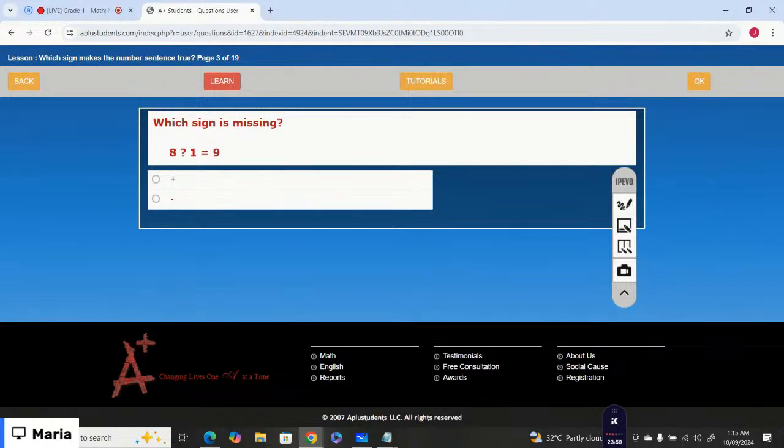Which sign is missing? 8, missing sign, 1 equals 9. The correct option is you have to add them, right? 8 plus 1 is 9. So the correct option is, you just need to add them. 8 plus 1 is 9.